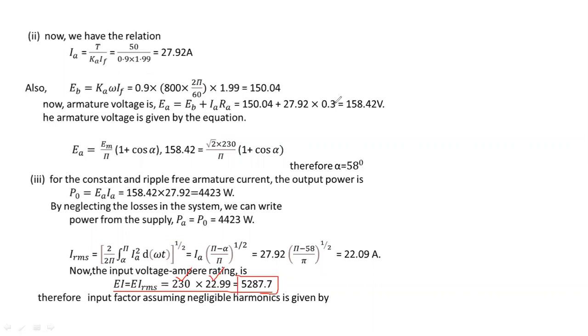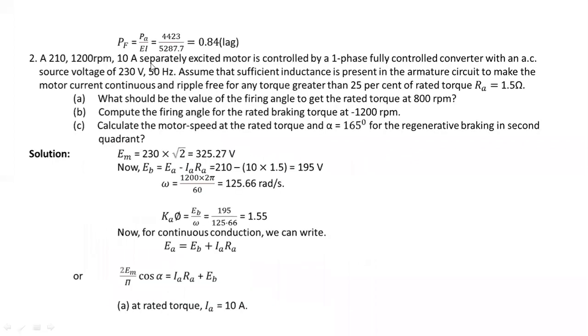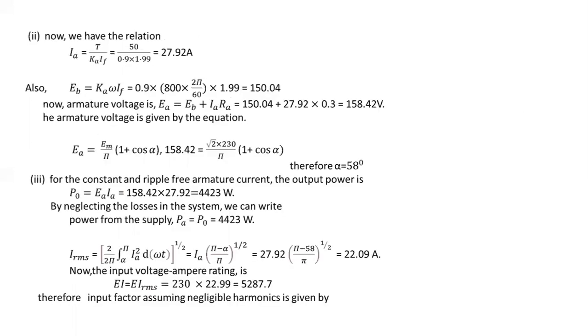Okay, now you want to calculate the power factor. Now the power factor formula will be active power by apparent power. So the power factor PF is equal to the active power at the input, which is 4,423 watts, and the apparent power, which is 5,287. If you simplify this, you will get 0.84. So this is the power factor. This is how we have to calculate the parameters.